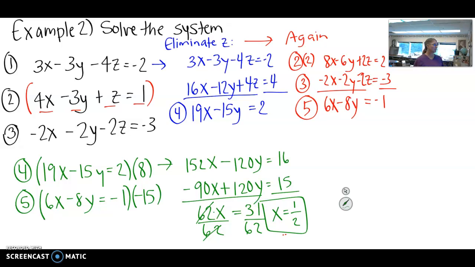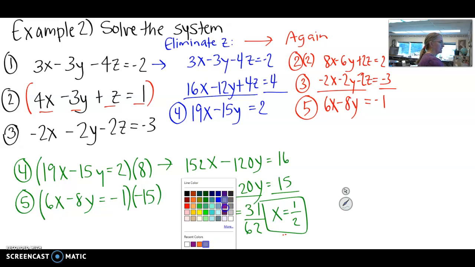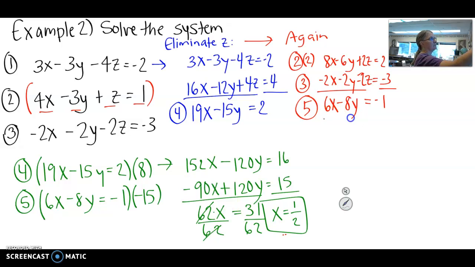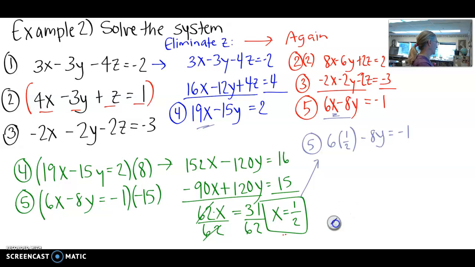Now I'm going to put that value of x back into equation 4 or 5, either one. I'm going to pick equation 5, just because 8 is smaller, and it's easier to take half of 6 if I put in a half here than it is to take half of 19. So I'm picking equation 5, and I'm going to plug this in for x. So I have 6 times 1/2, or half of 6, which is going to be 3, minus 8y equals negative 1. And then you go ahead and solve that for y.